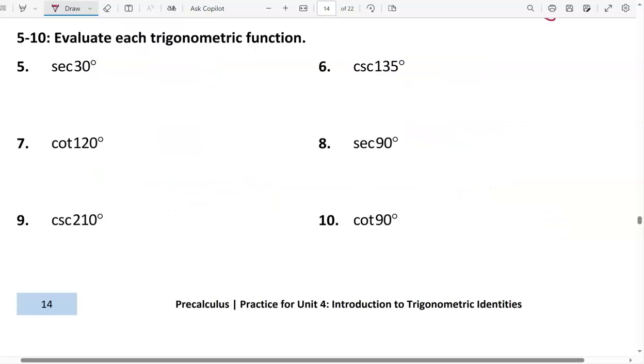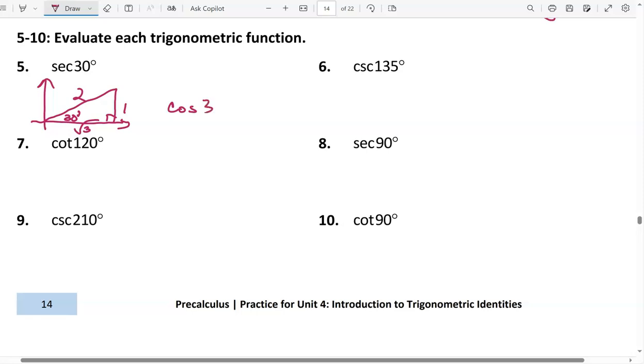For 5 through 10, we're evaluating each trigonometric function, and these are our reciprocal functions. So secant of 30, I'm going to draw a picture of a 30-degree angle, so that would be quadrant 1. And in a 30-degree reference triangle, we have the opposite side 1, adjacent, square root of 3, and the hypotenuse is 2. And remember, secant is the reciprocal to cosine.